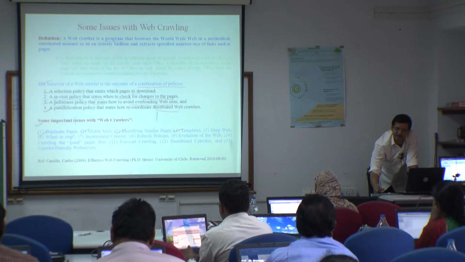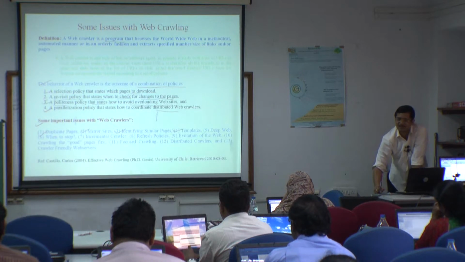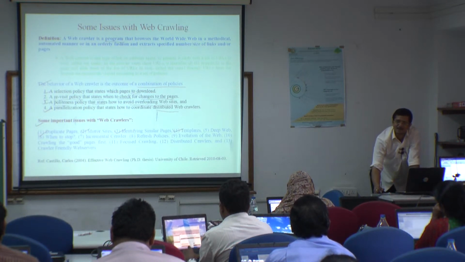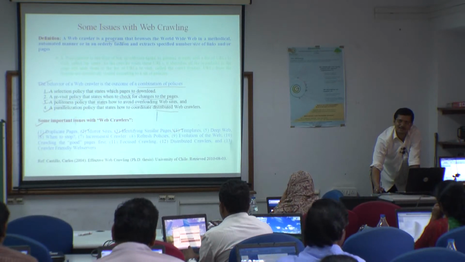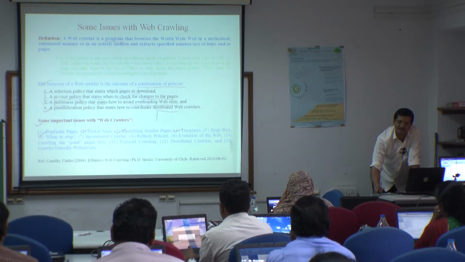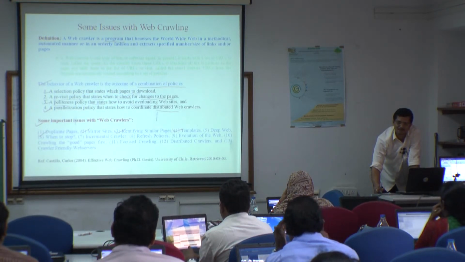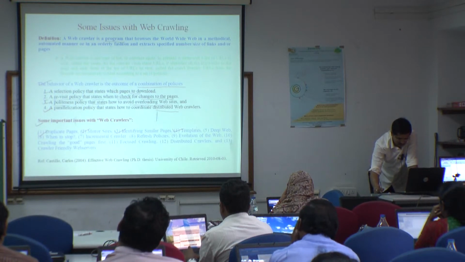Fourth is the template. Some templates may not be readable. The crawler functionality has no capacity to read a PDF file or text written inside an image or video. This is also a problem. So template is also a problem.